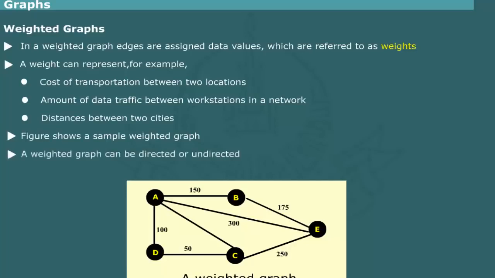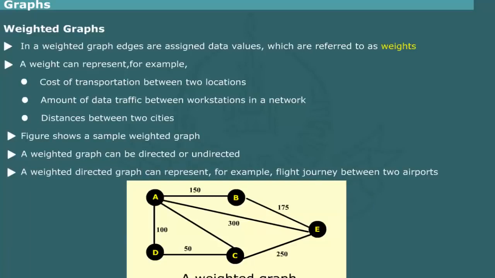A weighted graph can be directed or undirected depending on the nature of the application. For example, a weighted directed graph can represent a flight journey between two airports because flight distances between two airports might be different depending on the flight paths for forward and backward journeys.